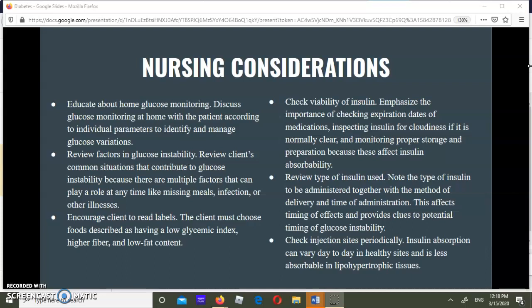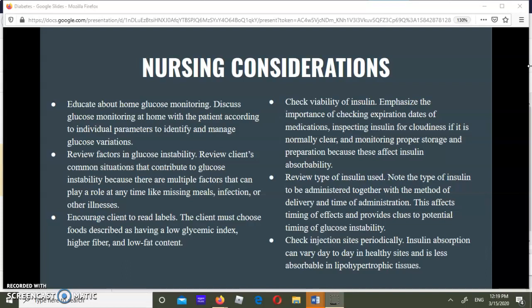Nursing considerations. Educate about home glucose monitoring. Discuss glucose monitoring at home with the patient according to individual parameters to identify and manage glucose variation. It's about educating how to use the pump, how to do injection, and how to check the glucose with the finger stick.